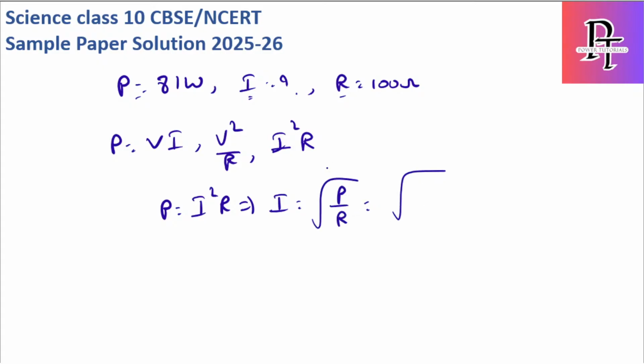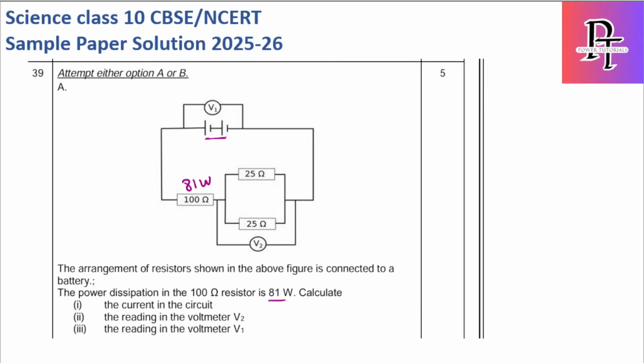So let's substitute the values. Power is 81 and the R value is 100. So it is the square root of 81, which is 9, and the square root of 100, which is 10. So 9 by 10. So I got the current value as 0.9 ampere. Okay, that is for 1 mark. Next, the reading in the voltmeter V2.